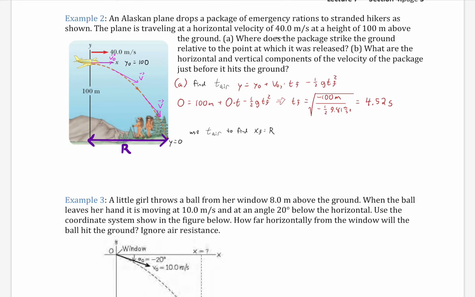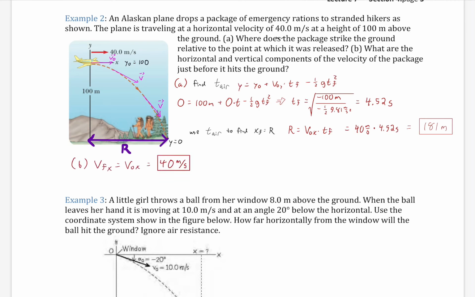All right, so then use t air to find the x final, which equals the range. Right, that's just going to be velocity times time, because horizontal motion is really simple for projectiles. It's just constant velocity. So this is 40 meters per second times that time in the air, which is 181 meters. So R is 181 meters, right? So it's not like equal-sided triangles, right? It went further than the height at which it was released, which makes sense. Okay, all right. Well, based on this initial velocity, because it's moving fast.